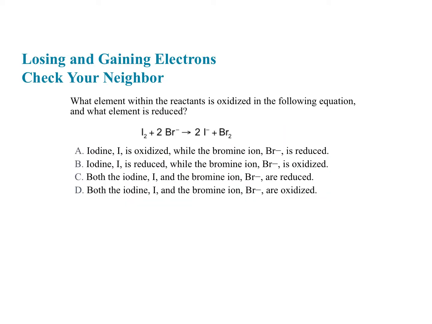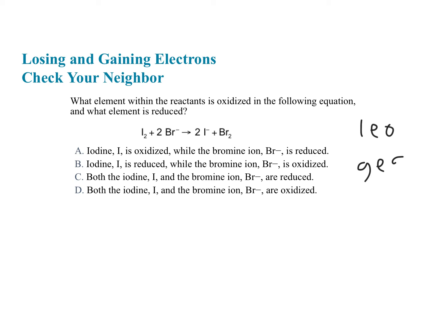So let's look at the following reaction. We have iodine, which is combined with bromine ion, and it forms an iodine ion and a bromine molecule. And so in this situation, which element is oxidized and which element is reduced? And so let's think about it.